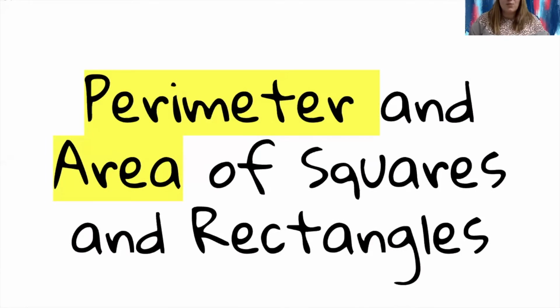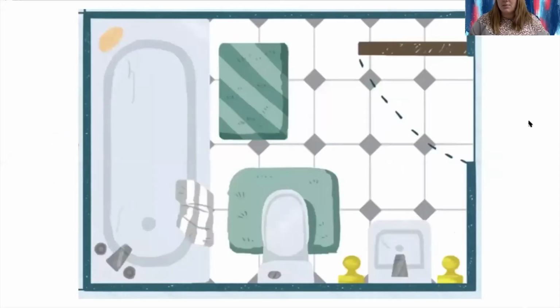Hello again. We are going to talk today about perimeter and area of squares and rectangles. This should be somewhat familiar to you from last year, but we need to review it before moving forward. I have a personal connection to this because my parents just decided to redo their bathroom. They decided to completely rip it out and redo everything.